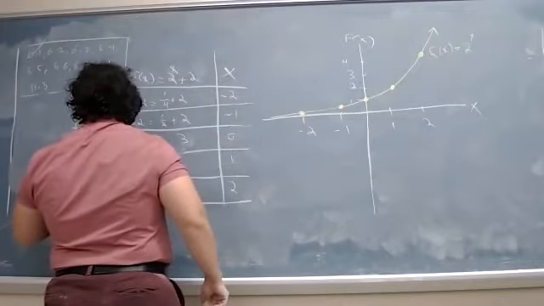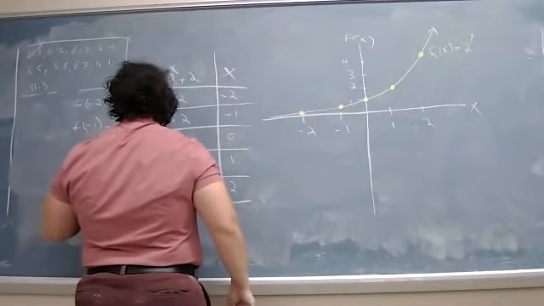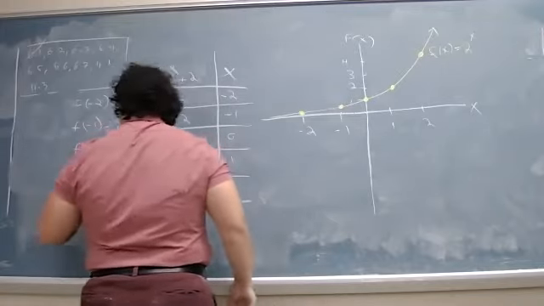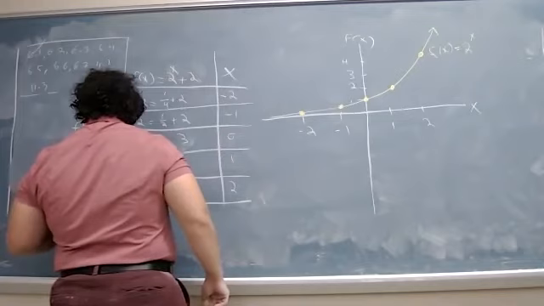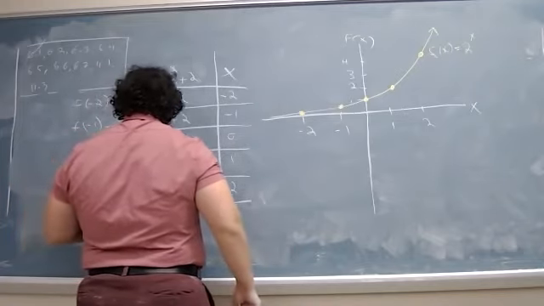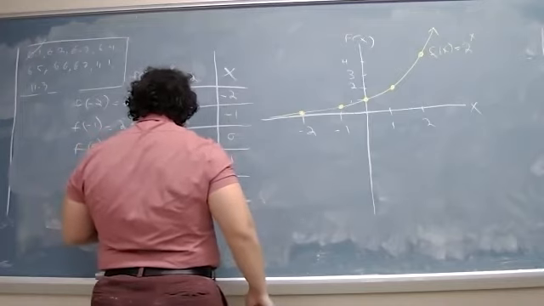What's f of 1? Oh, that's just 2 to the 1 plus 2. And that's just 4. What is f of 2? Oh, but that's just 2 squared plus 2. That's 4 plus 2, which is 6.